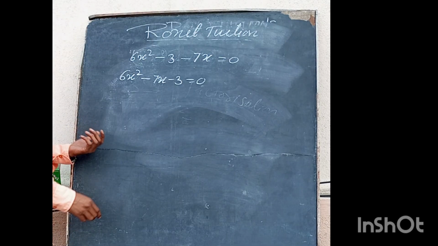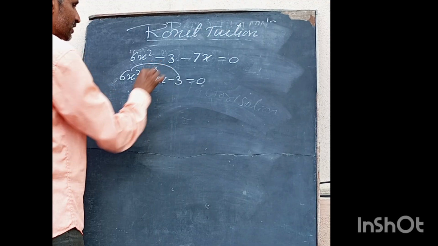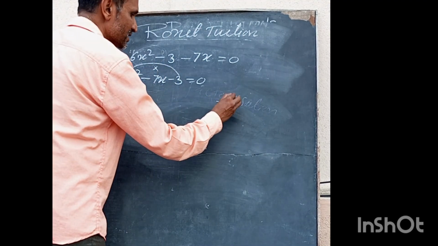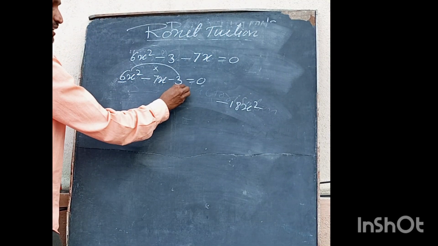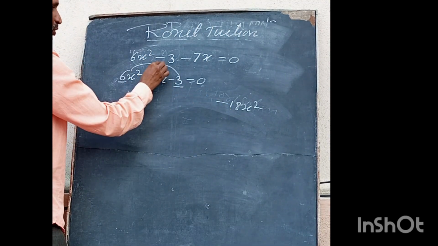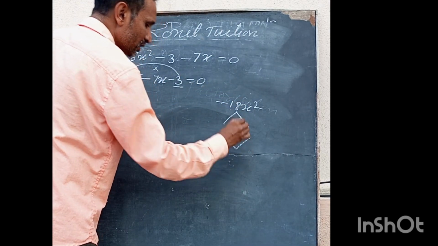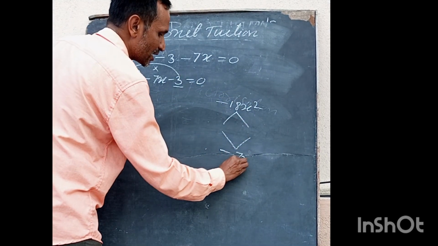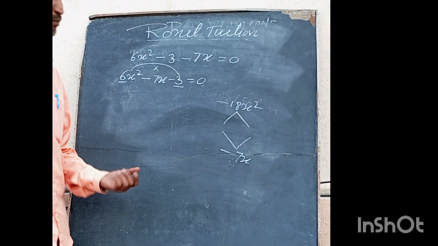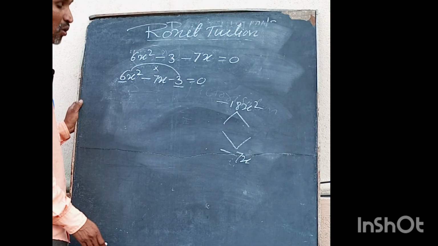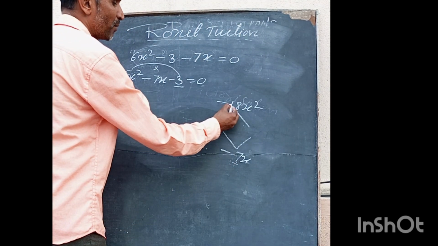Now we have to find out the zeros of the polynomial. So to find the zeros, first we have to multiply: 6 times 3 is 18, with the minus, so minus 18x square. Now we are breaking it into two parts. The middle term is minus 7x, so the b value is minus 7 here. We are finding two numbers such that if we add or subtract them we get minus 7, and if we multiply them we get minus 18.